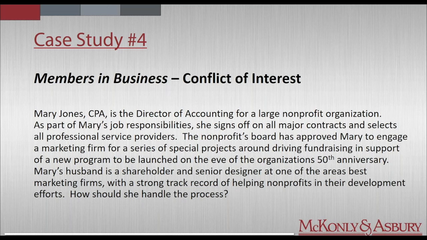And so the goal here is to find the best service provider to help through a campaign. It just so happens that the director of accounting's husband is a shareholder and senior designer at the marketing firm who has the best reputation in the industry for exactly what they're looking for. So on the surface, I think you would look at it and say, obviously, there is a potential conflict of interest. The person that selects the provider would have a potential to benefit from the selection of her husband's organization, but on the flip side, they're probably the best one to do the work. So what should she do and how should she go through it?